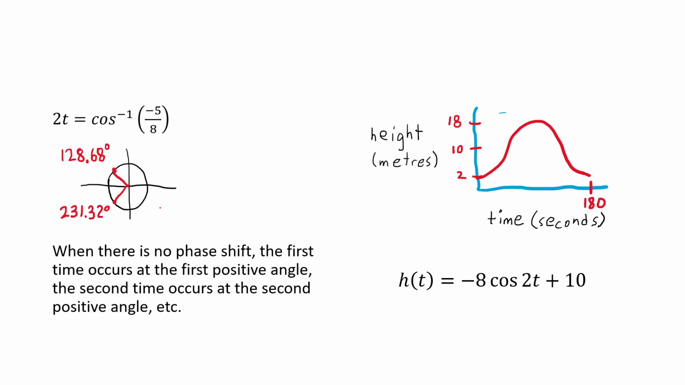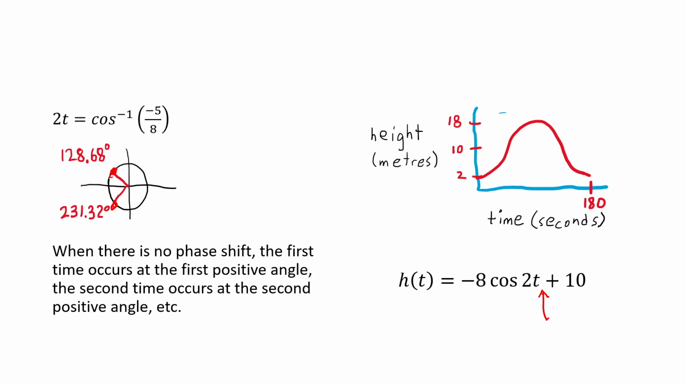Well, we know how to do this from an earlier section of the course. The cos inverse of -5/8 is 128.68 degrees or 231.32 degrees. Because there's no phase shift in this question, in other words, because right down here the d value is 0, that means that the first positive time will be at the first positive angle. So that's a pretty good thing to know. So this question is actually kind of nice when there's no phase shift.